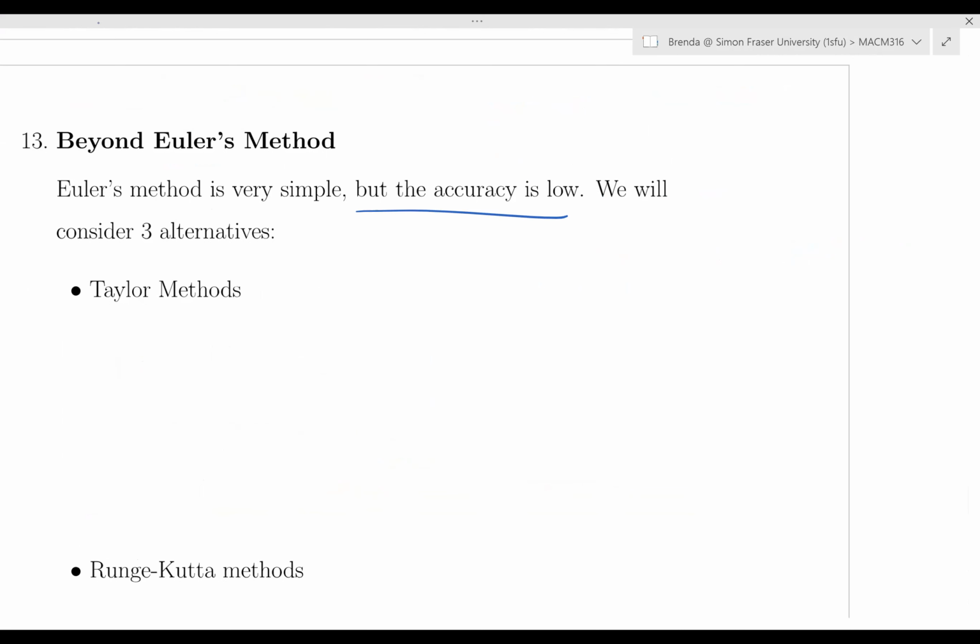Okay, so there are alternatives. This is our goal: higher accuracy for roughly the same amount of work. We want to be smarter. We want to work smarter than harder.